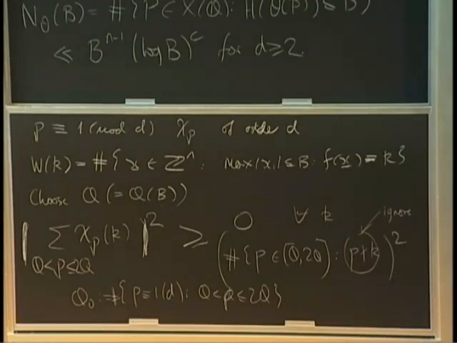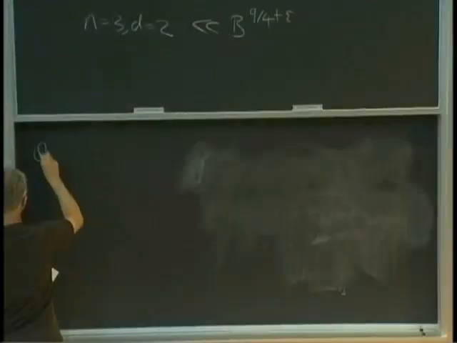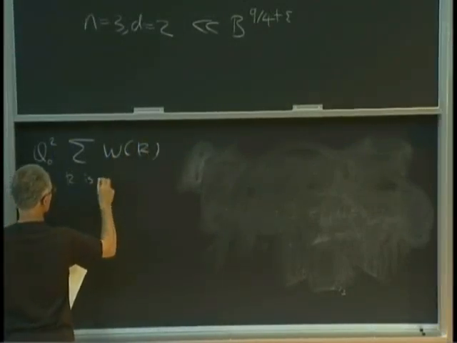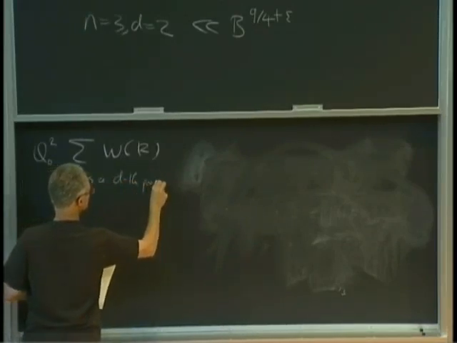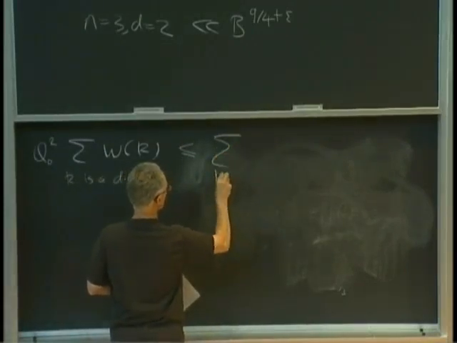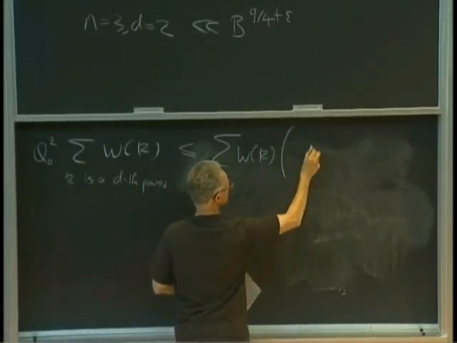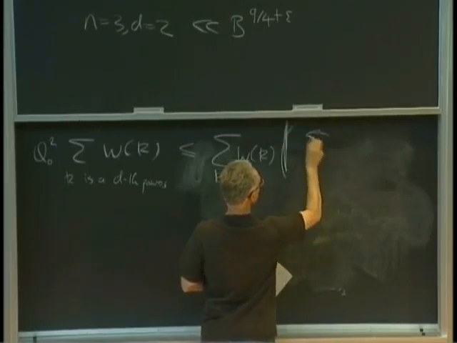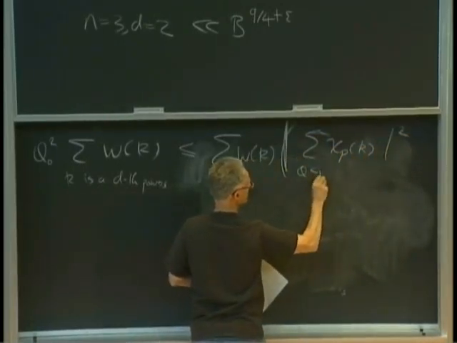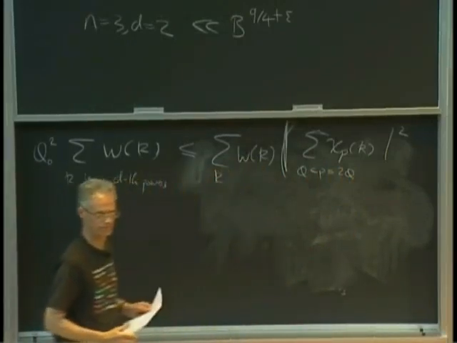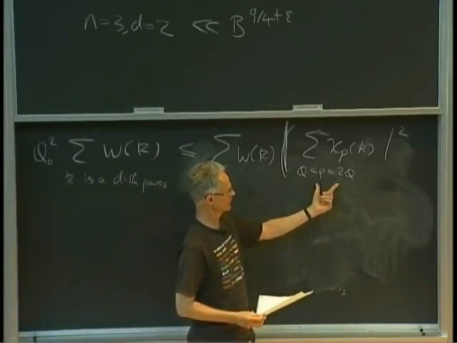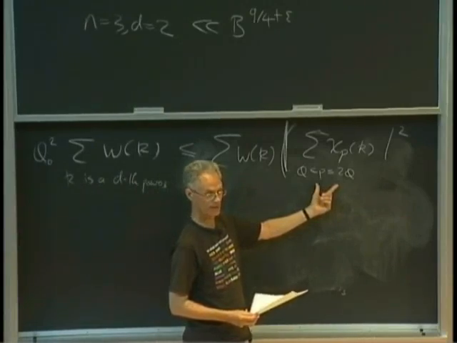So using this fact, you can see that q0 squared times, if I only count the ones which are d-th powers, that will be less than or equal to the sum over all k times this square. So here I will get something which is non-negative in general and something which is at least q0 squared when I have a perfect power.